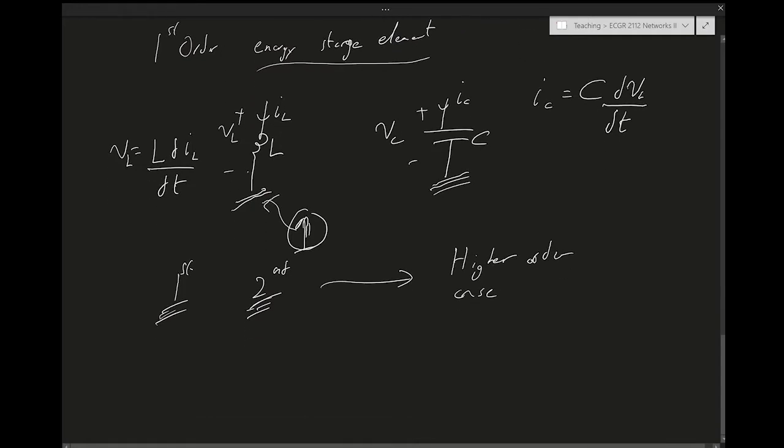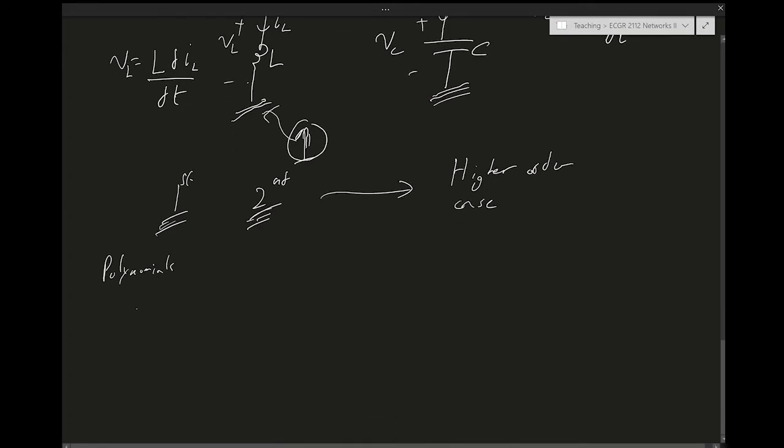This is very analogous to solutions of polynomials. If we have a first order polynomial like x plus 5 equals 6, we can solve it. If we have a second order polynomial, to solve it in general, we need to introduce complex numbers.